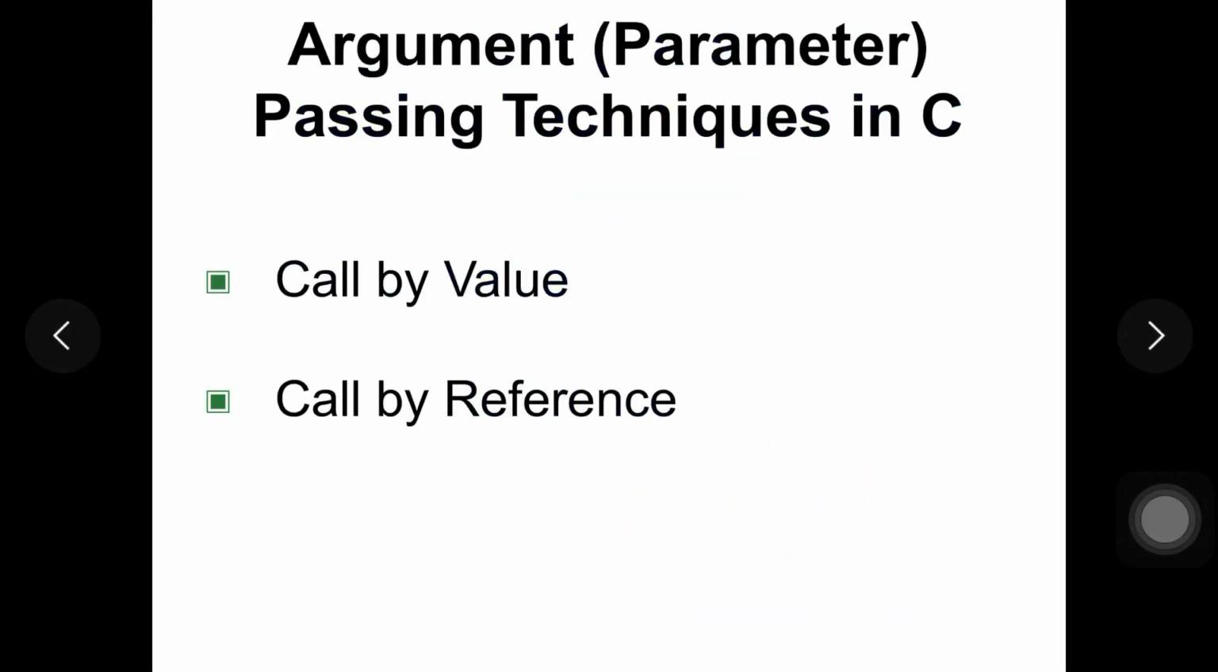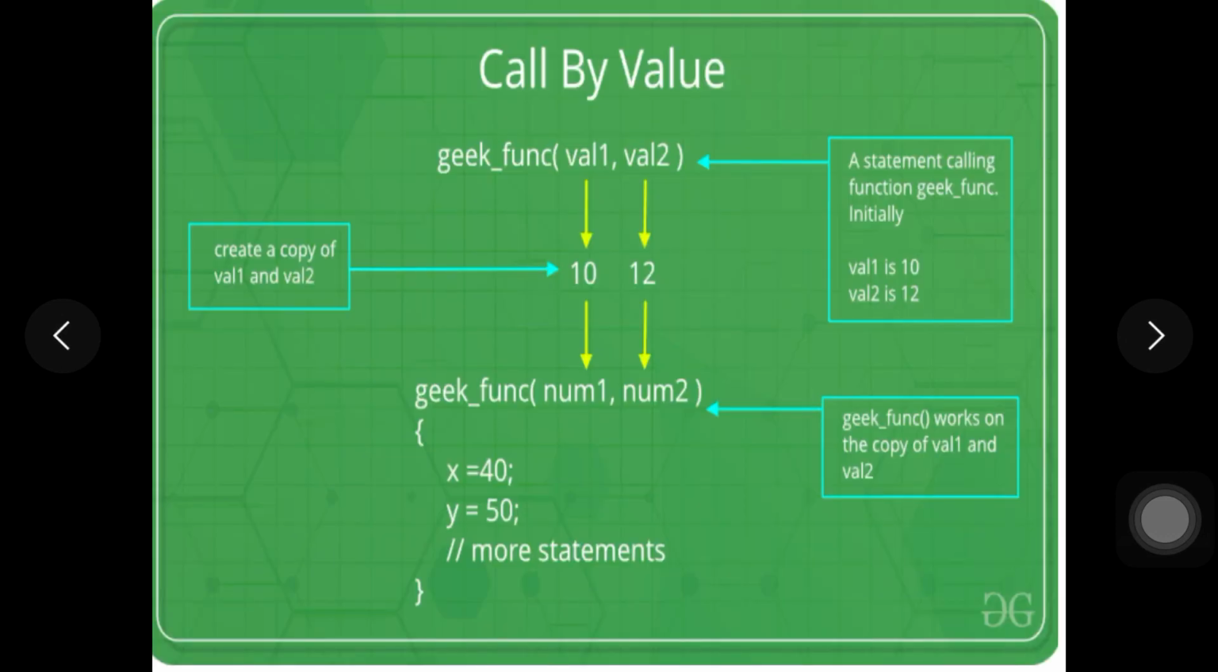So here we'll see what are the different argument or parameter passing techniques in C. Basically we have two parameter passing techniques in C. One is call by value and the other is call by reference. So we'll see each of them in detail. The first thing we'll see is call by value, and we'll also consider one example to understand what this call by value mechanism is.